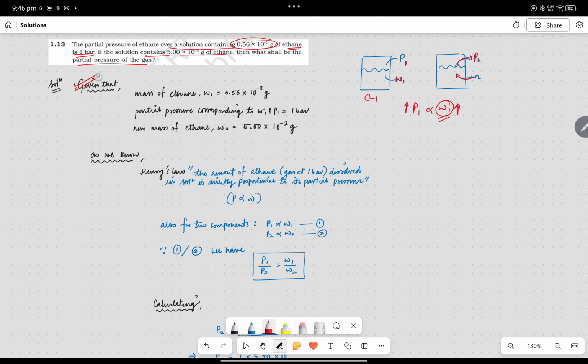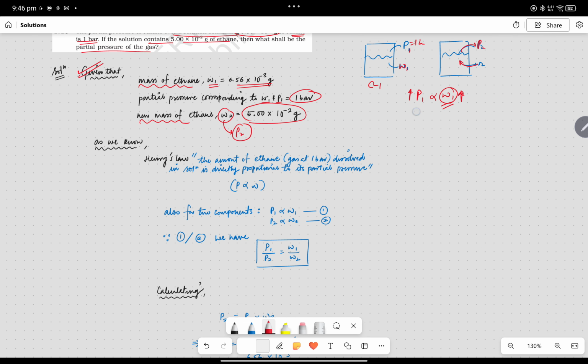Now let's solve this question. Given that the mass of the ethane is W1, that is 6.56 into 10 to the minus 3 gram, and the partial pressure corresponding to W1 is P1, which is 1 bar in this case. Now you have changed the composition, and it is now W2, weight 2, and that is 5.00 into 10 to the minus 2 gram. Now the partial pressure is going to change for W2, that is partial pressure 2. And how are you going to calculate that?